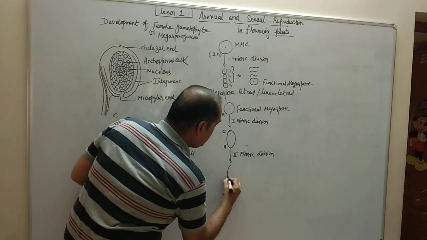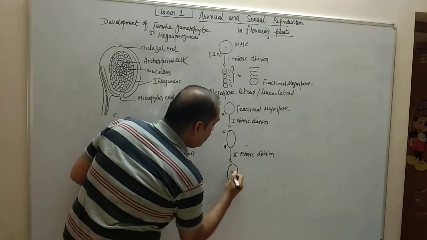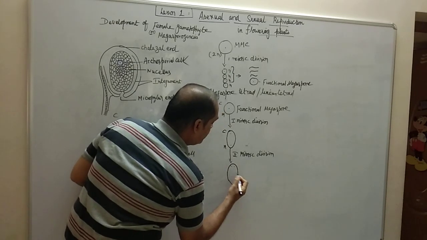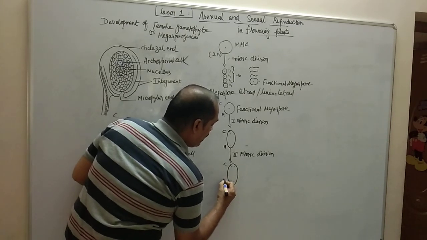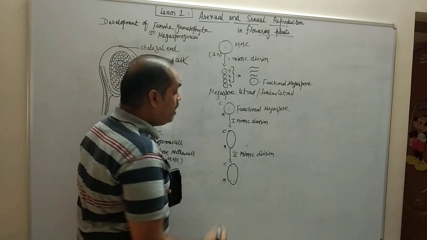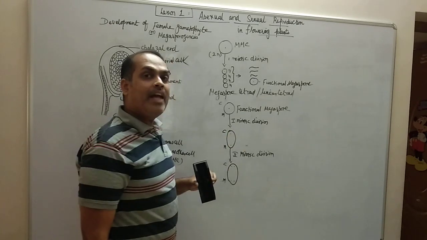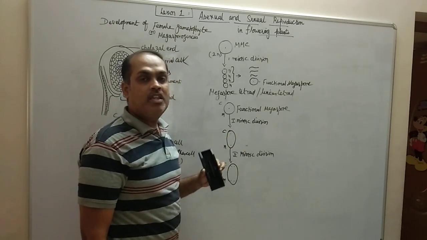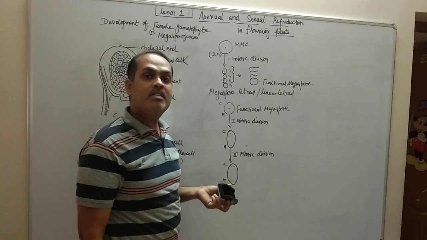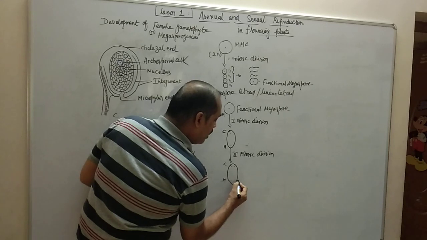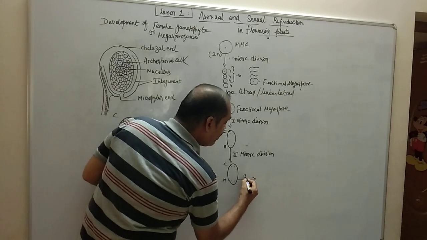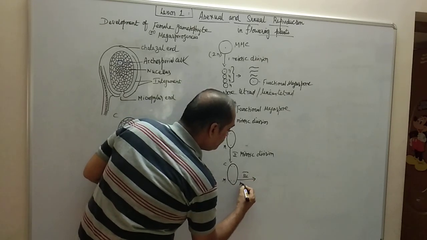As a result of the second mitotic division, 4 nuclei will be formed, 2 in the chalazal end and 2 in the micropylar end. Till now, only karyokinesis is taking place and not the wall formation, or cytokinesis is not taking place. Now, this cell will undergo again the third mitotic division.